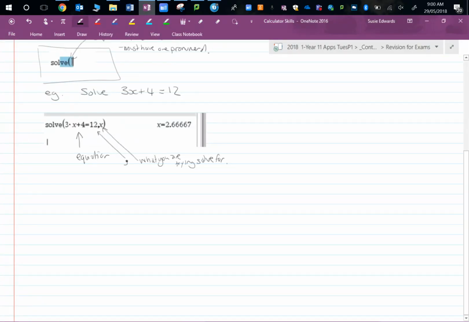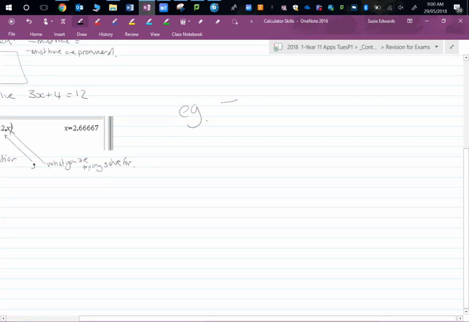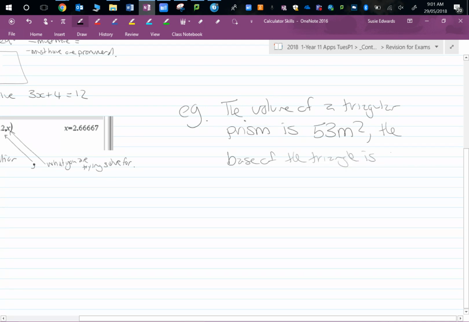So for example, just do a quick example question. If I said the volume of a triangular prism is 53 square meters, the base of the triangle is 8 meters and the height of the prism is 3 meters. What is the height of the triangle?